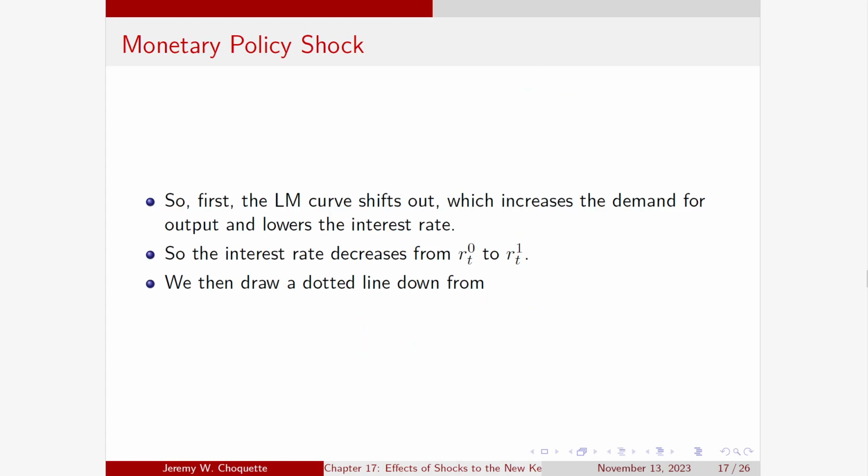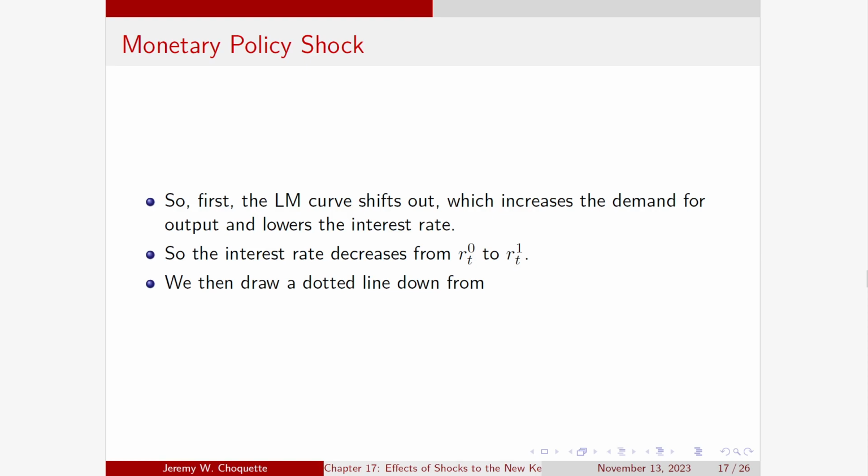So let's move on to a monetary policy shock. What's going to happen here? Well, first, the LM curve shifts out. With the IS shock, it originated, obviously, in the IS curve. Now it's going to originate in the LM curve. The LM curve, remember, is a measure of the liquidity preference of money, and it's a function of the money supply and prices. If the money supply increases, the LM curve is going to shift out.